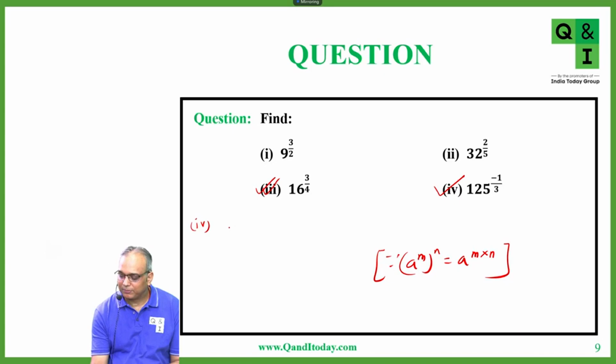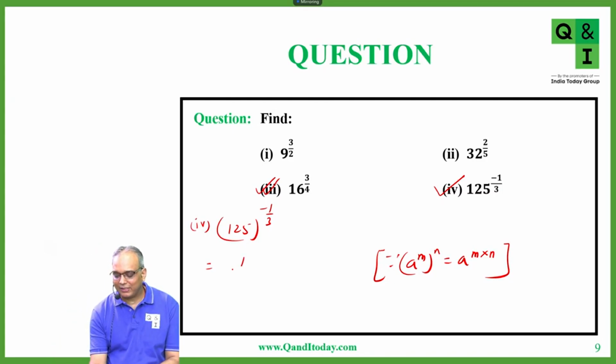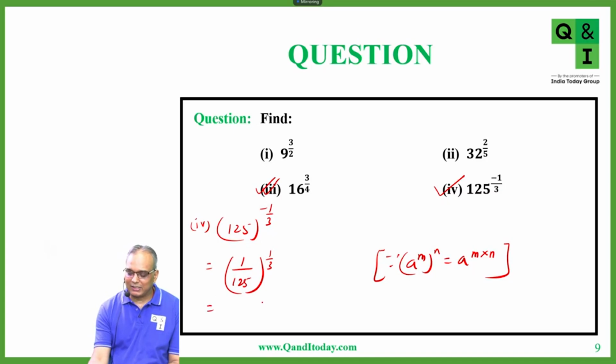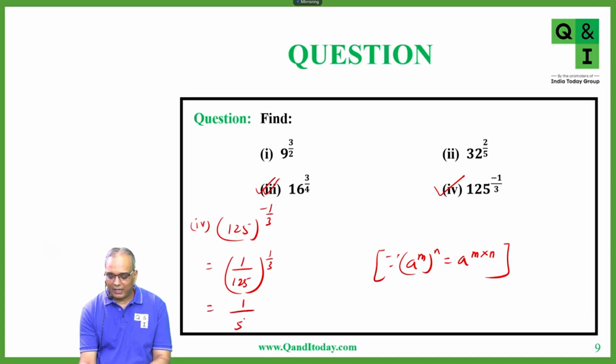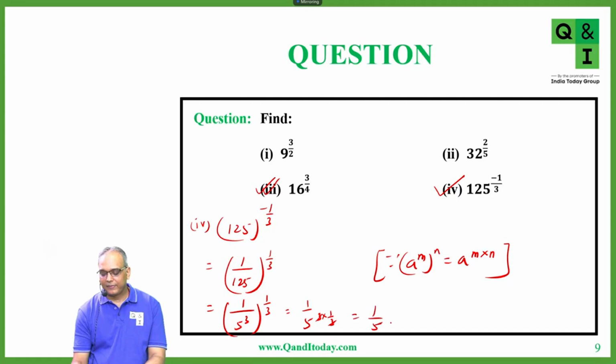So in this question again, students, if you see this fourth part, 125 raised to the power minus 1 by 3. This can be written as so, because there is a negative power, what we'll do to make it positive, we'll take the reciprocal of the base, right? So 1 by 125 raised to the power 1 by 3. So this is 1 by 5 cube raised to the power 1 by 3. So this is 1 by 5, 3 into 1 by 3, which gets cancelled, that is 1 by 5. Is it clear?